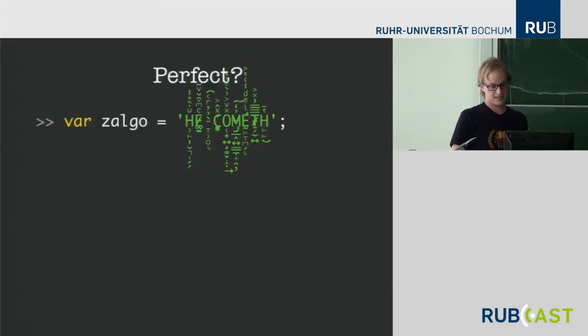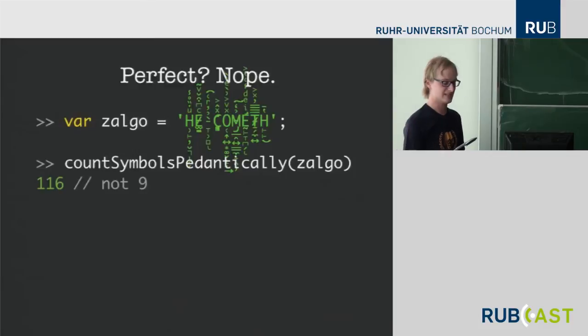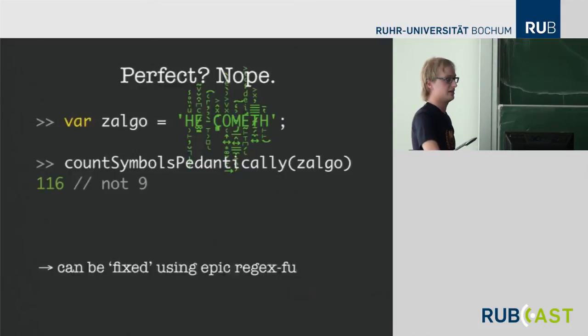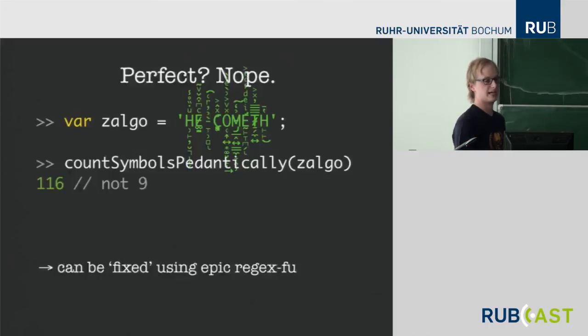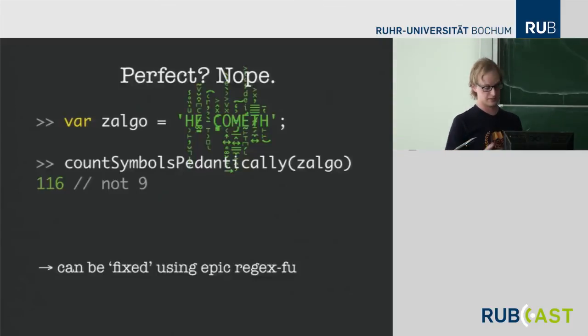So let's say we want to get the result of 9, but let's try our pedantic function that we used before. We actually get 116. Yeah, and I can see why that happens. Well, if you need to support stuff like this as well, the only solution is to use a very epic regular expression that strips out all the combining marks and grapheme extenders and then takes the length of the resulting string. Also accounting for lookalike symbols and astral symbols, just like we did before. I'll show you how to do this later.